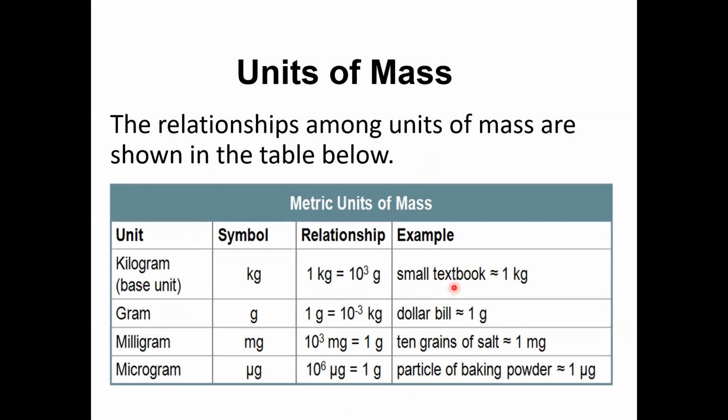For example, a small textbook is about 1 kilogram. The gram is 10 to the minus 3 kilogram. For example, a dollar bill is about 1 gram. The milligram: 1 gram equals 1000 milligrams, so the milligram is 1 divided by 1000 gram. For example, 10 grains of salt equal 1 milligram. And finally, the microgram: 1 gram equals 10 to the 6 micrograms. For example, a particle of baking powder is 1 microgram.